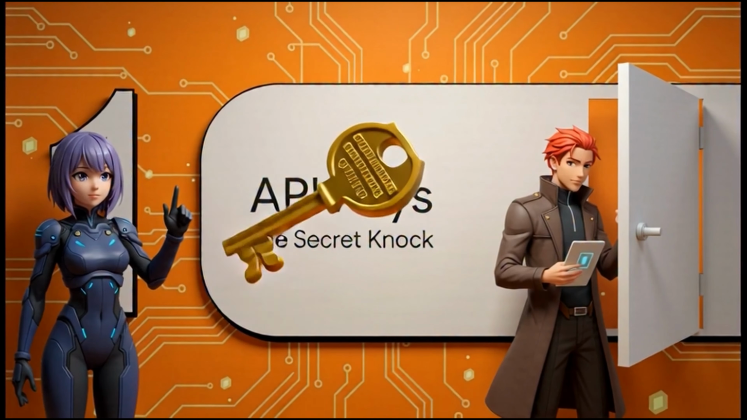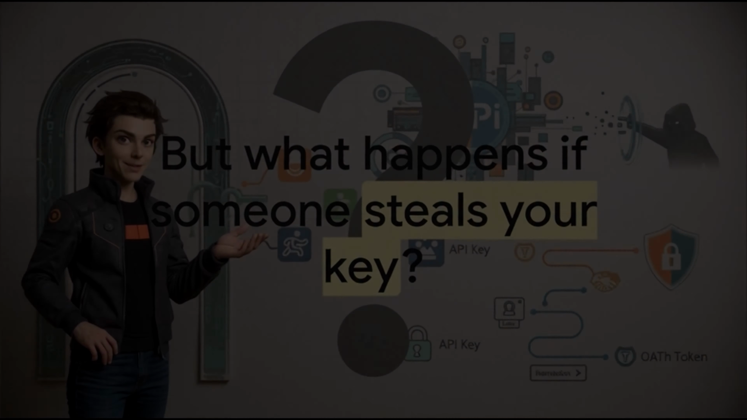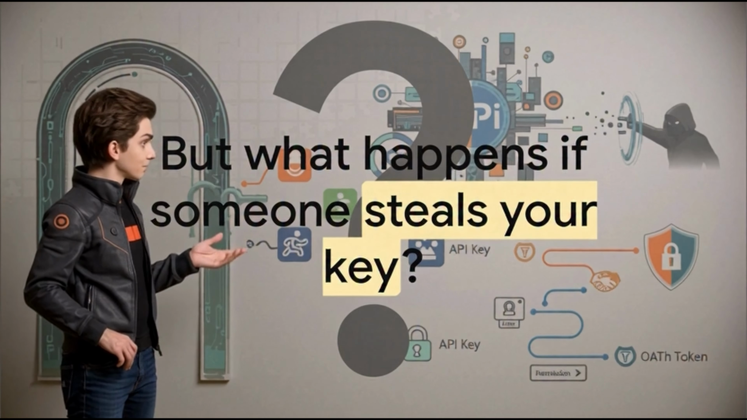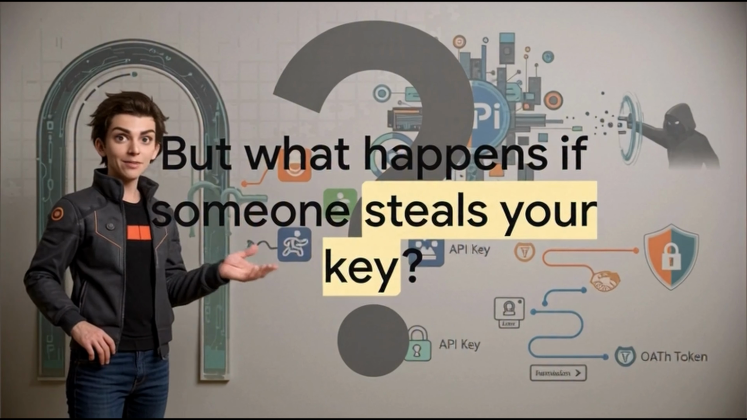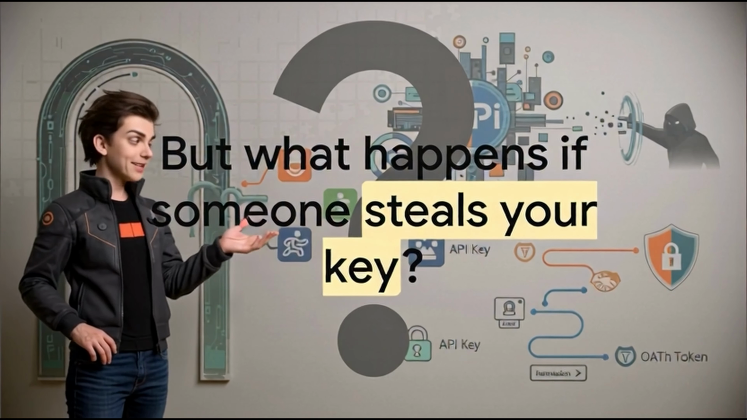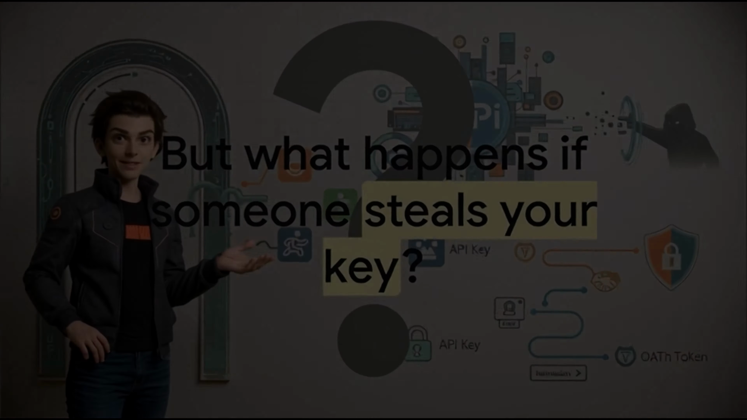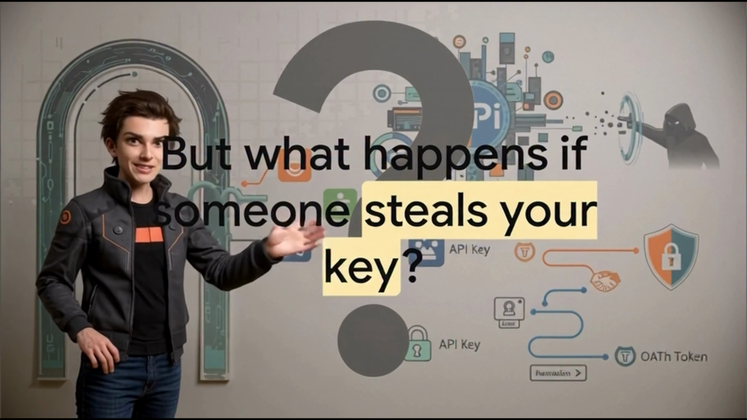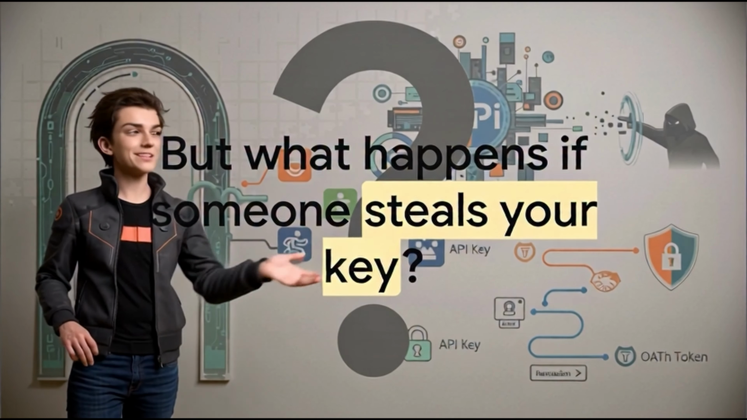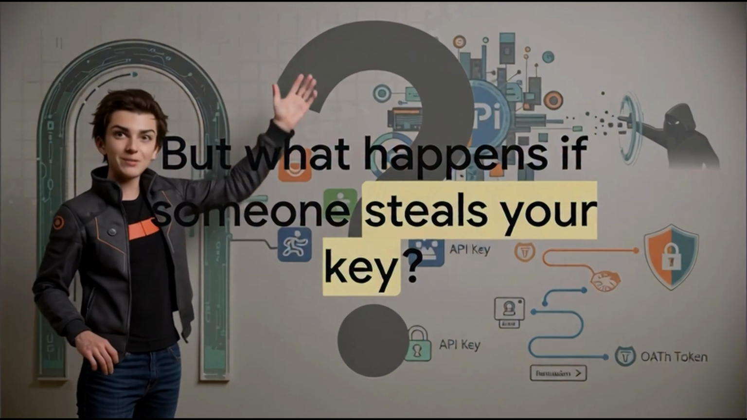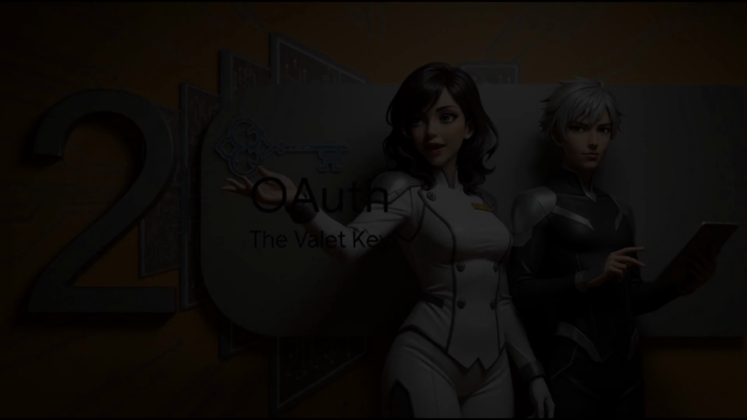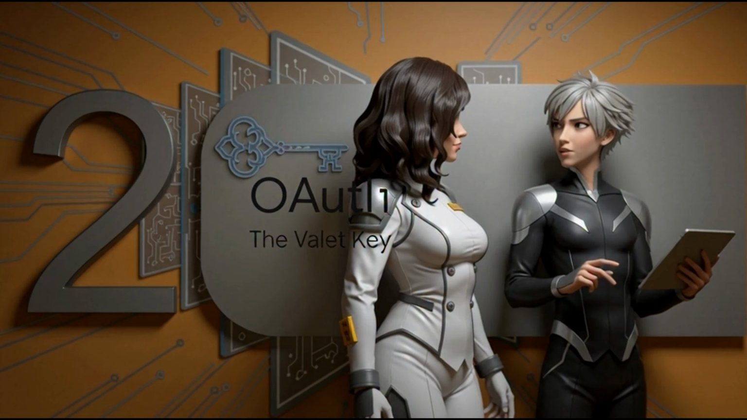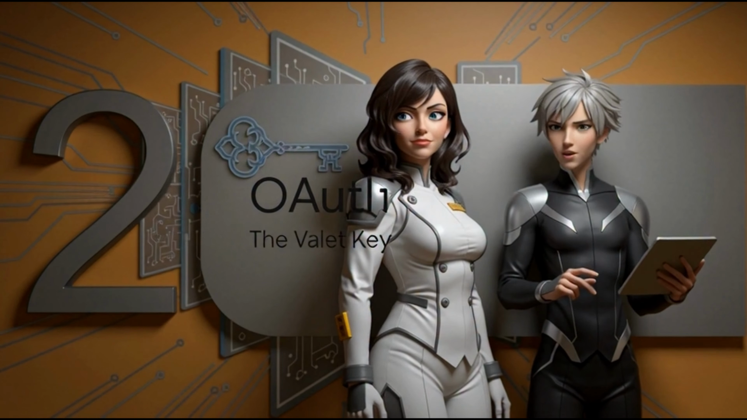An API key is like a master key to your apartment. If someone steals it, they get full access just like you. The service wouldn't know the difference. That's a big problem when sensitive data is involved. So while API keys are fast and easy, they are not super secure. For higher security, we need something better. That's why we use OAuth, a more advanced solution.